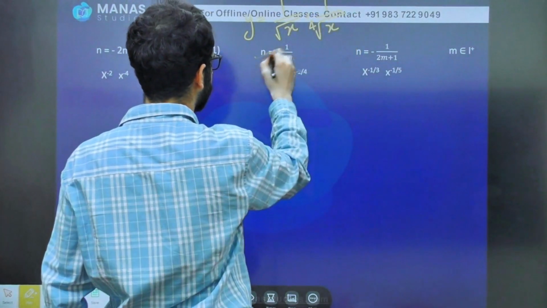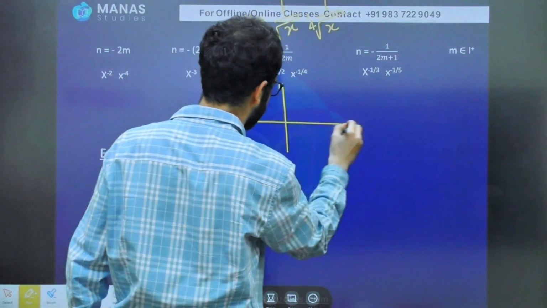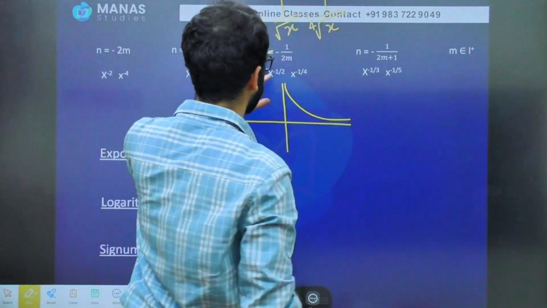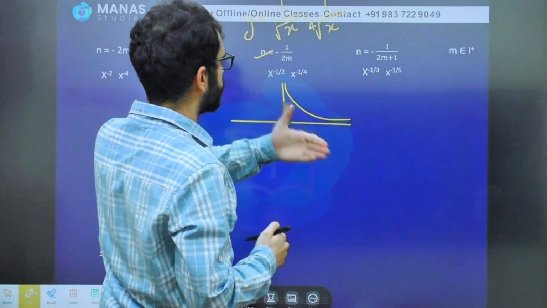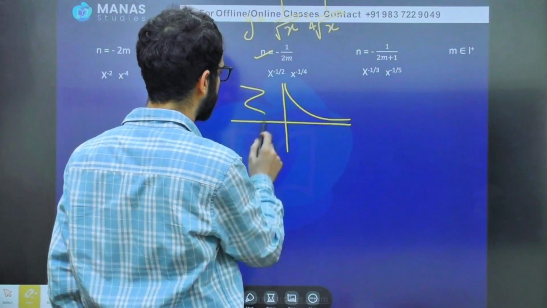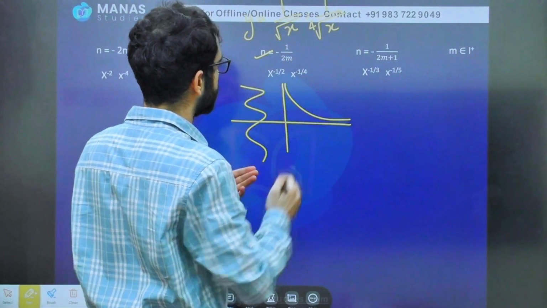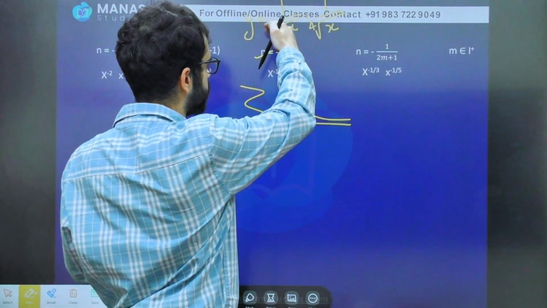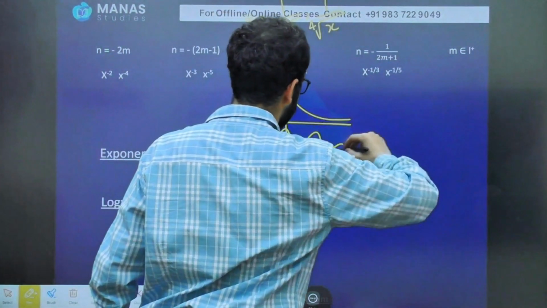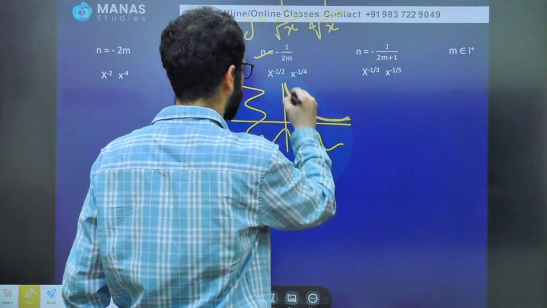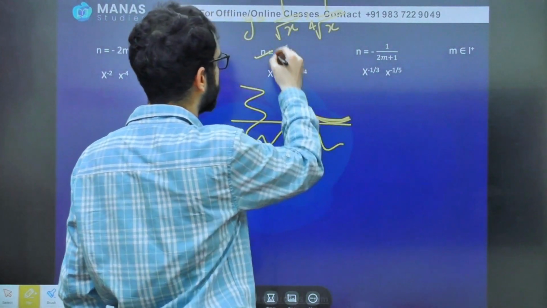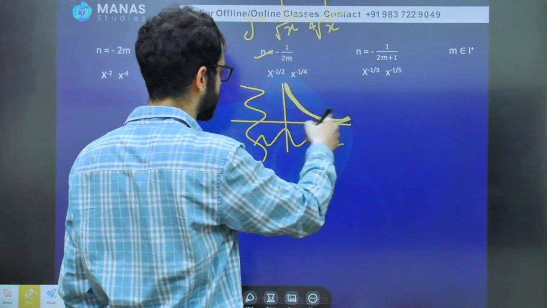The graph of this one would look like this, because inside the under root we cannot put a negative value, so the graph will not exist in this region, and because the output is also always positive, therefore the graph will not be in this region. Therefore it is better to remember that the graph of y equals 1 upon root x looks like this.